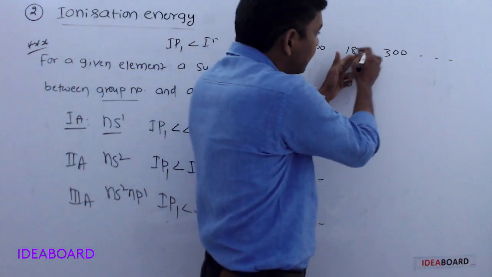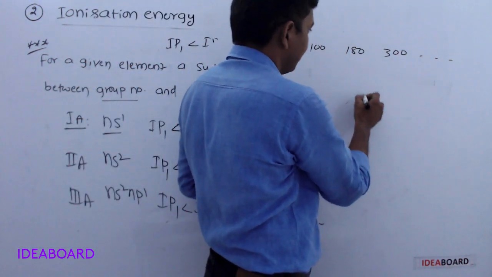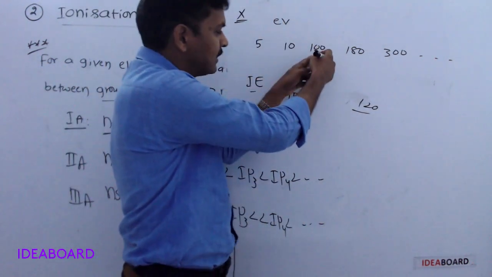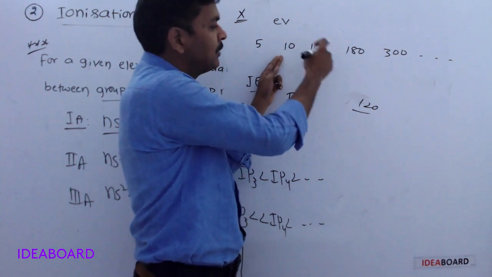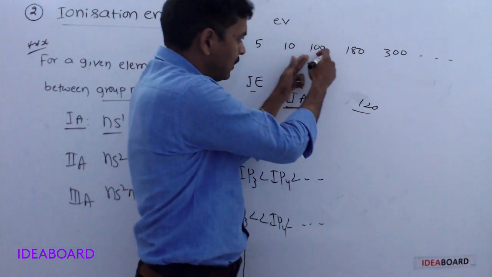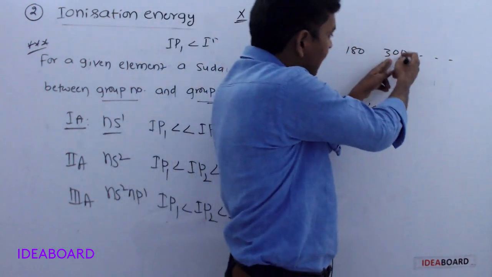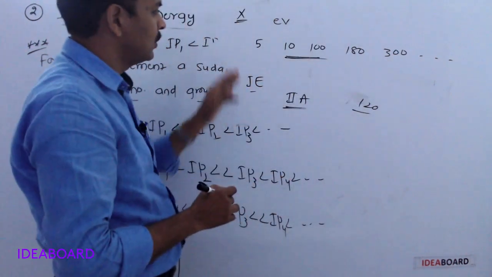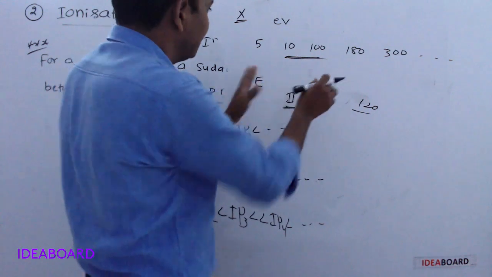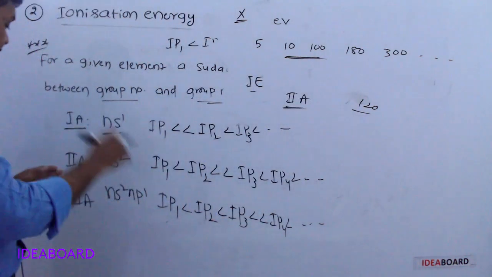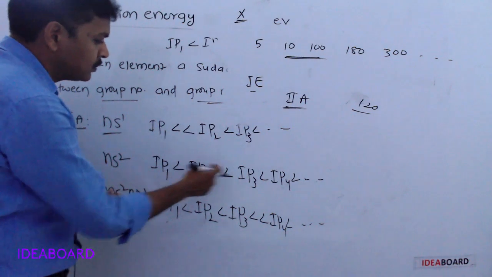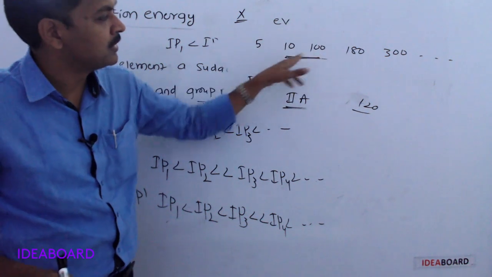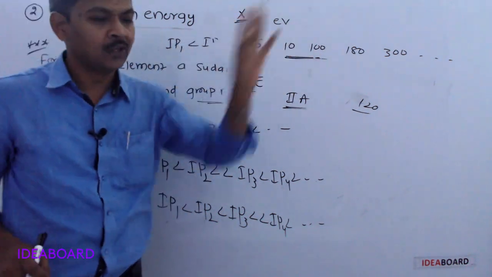Don't consider 180 to 300, where the difference is 120, and think it is more. Not like that. 10 becomes 100, which is 10 times increase, but 180 to 300 is even less than double. So here the sudden jump is there, and it belongs to second A group. For which group elements is there a sudden jump between IP2 and IP3? For second A group elements, between 2 and 3, so it belongs to second A group.